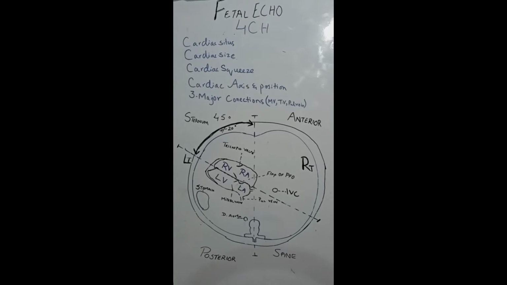Number four is the cardiac axis and position. In order to assess the cardiac axis and position, we draw a line through the septum and across the sternum and spine. We get an angle of 45 degrees. This shows that the heart is normally placed on the left.